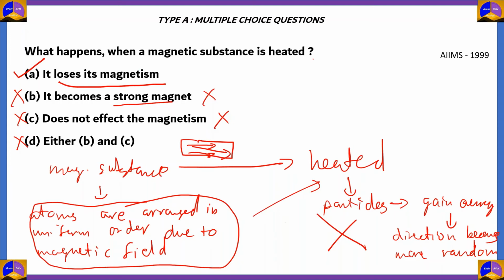When a magnetic substance is heated, it loses its magnetism due to the fact that in a magnetic substance, atoms are arranged in uniform order due to the external magnetic field. However, when this gets heated, the particles inside the magnetic substance gain energy, and when they gain energy, their direction becomes more random. So therefore, there is no uniform direction, so the magnetic substance loses its magnetism.